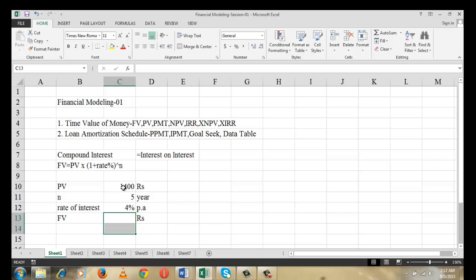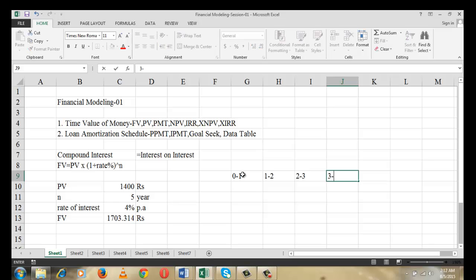So the future value of money you can convert by using this formula: present value into 1 plus the rate of interest to the power of years, and you get this much money as a future value. Why you got this figure 703, you can explain mathematically. You can write 0 to 1, then 1 to 2, then 2 to 3, then 3 to 4.